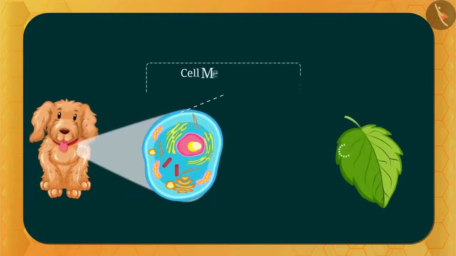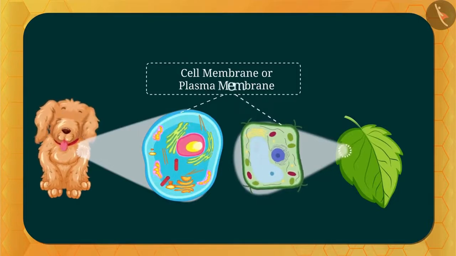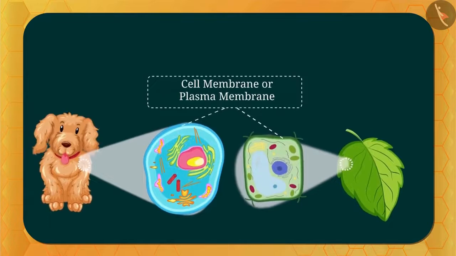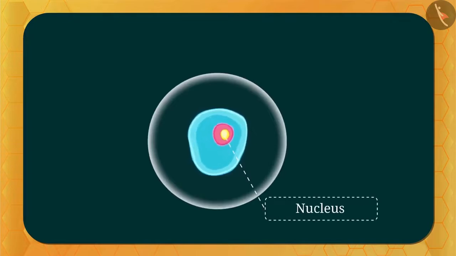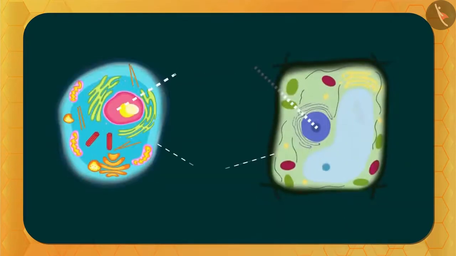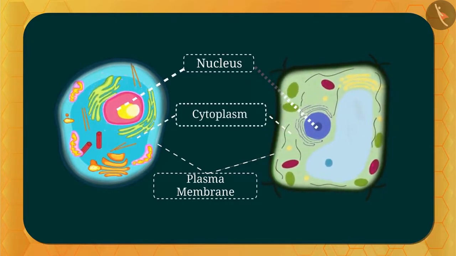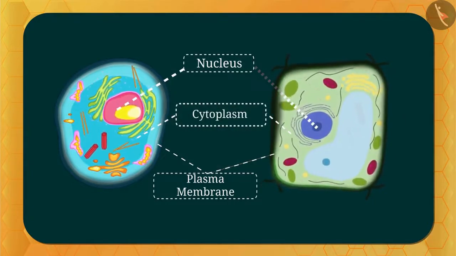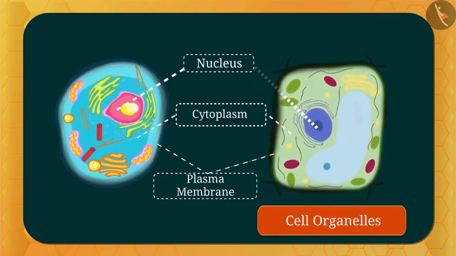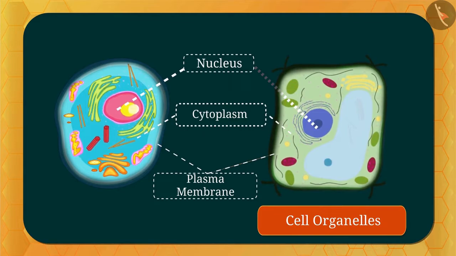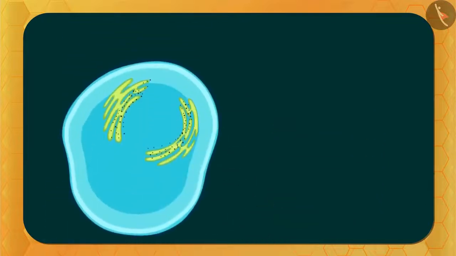After this, you can see the layer in the animal cell. This is called the cell membrane or plasma membrane. This layer is found in both plant and animal cells. The spherical thing you can see is called the nucleus. The area between the nucleus and the plasma membrane is called cytoplasm. Other than this, cells have very important parts which are surrounded by a layer, called cell organelles. These cell organelles float in cytoplasm and have their own important work.